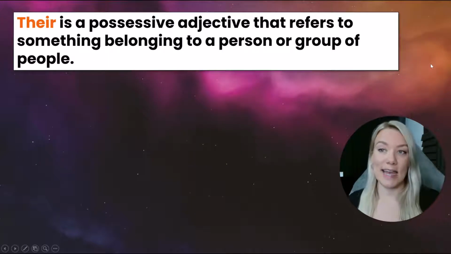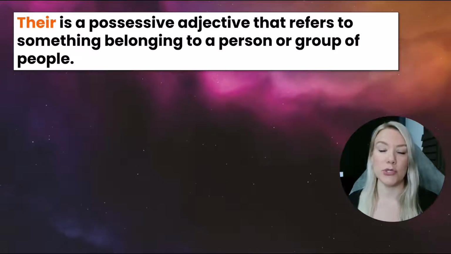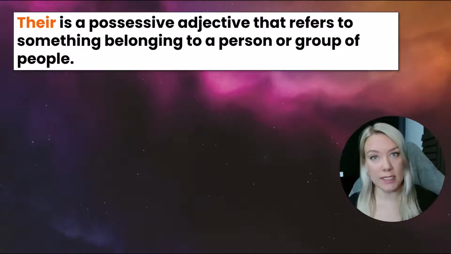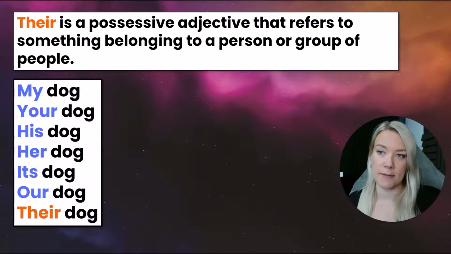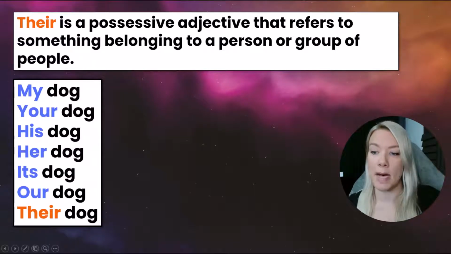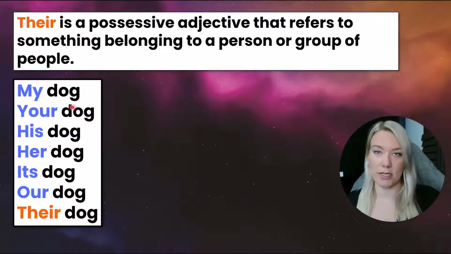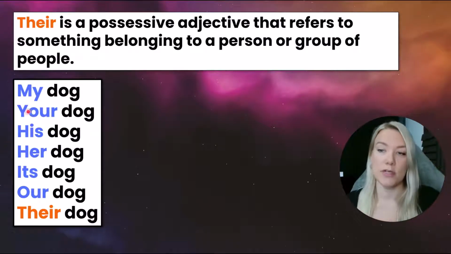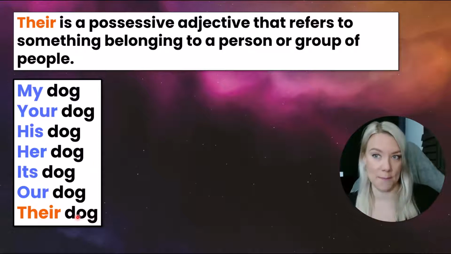Now, their, T-H-E-I-R, is a possessive adjective that refers to something belonging to a person or group of people. So I'm sure you know the other possessive adjectives. For example, my dog. The dog belongs to me. Your dog. The dog belongs to you. His dog, her dog, its dog, our dog, their dog. The dog belongs to them.